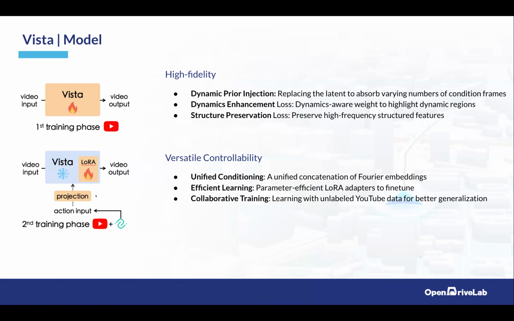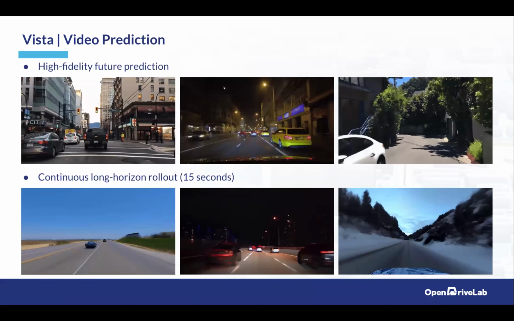This is efficiently trained via a LoRA strategy. In fact, the first stage can be trained in several hundred hours, but for the second stage we only need tens of hours. After the second stage training, we can realize versatile controllability on the unified action conditions.